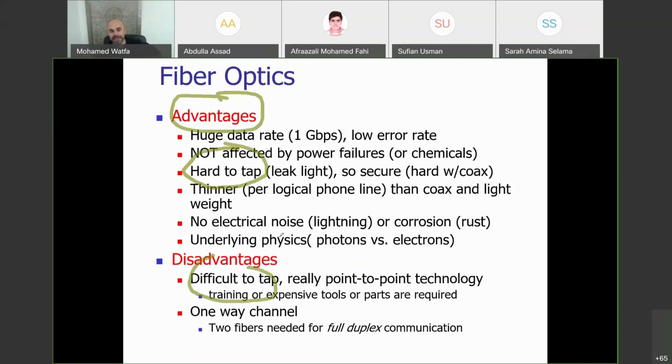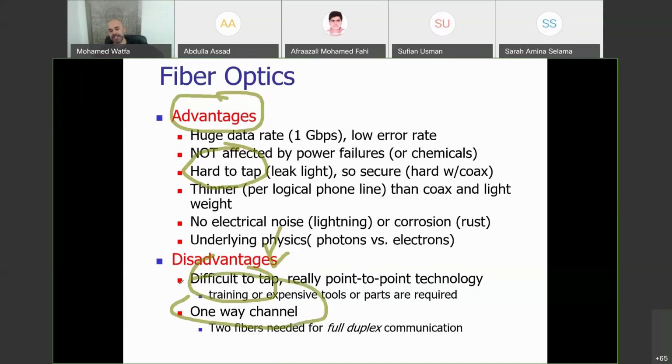Also, hard to tap is a bad thing because it's not very scalable. It's point to point, a lot of point to point. So it's not as scalable as others. I cannot simply cut the cable and connect. It's not that easy. So hard to tap is good and bad at the same time: good for security purposes, bad for scalability and adding elements to the network. Typically, it's one way, unidirectional.